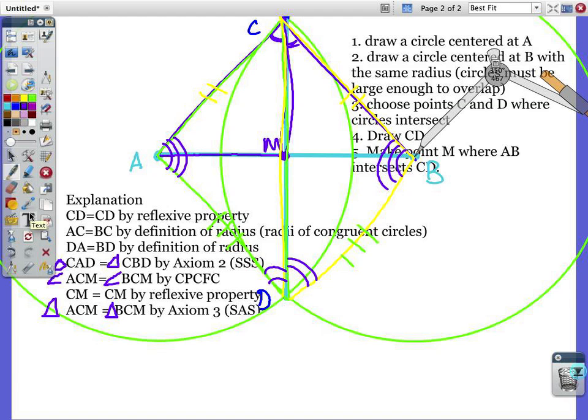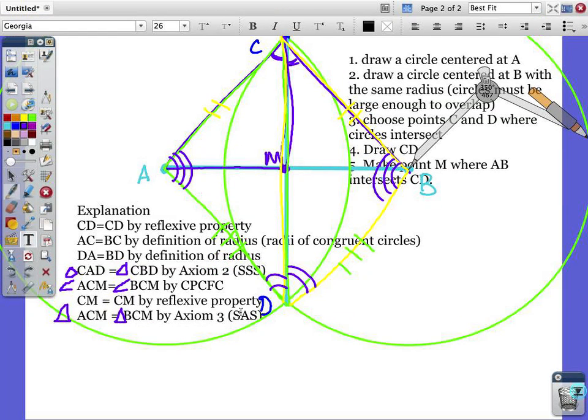Now, what was the very last thing that we wanted to say? Therefore, AM is congruent to MB. Can we say that? Yes. Why? Not by definition of radius, because they don't have circles. By CPCTC.